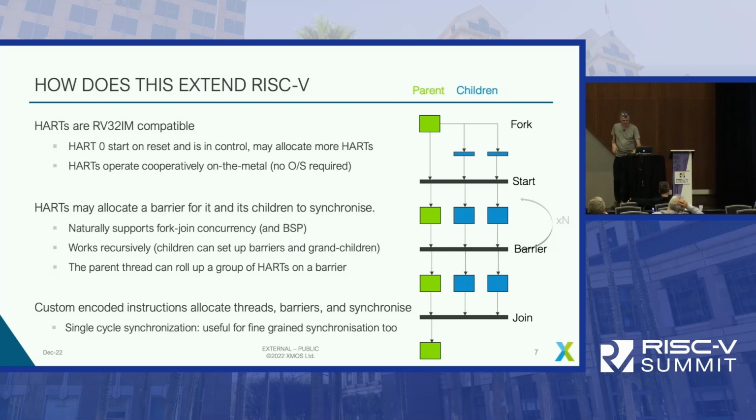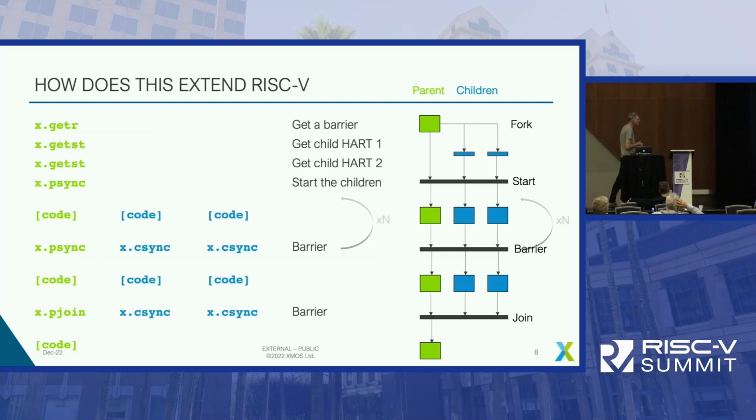So let's take a look at what this looks like. On the left, we have the code that is executed by the master. The blue code is the code that's executed by the child threads, the children. And then on the right is the same picture. So the first thing is for the parent to get a barrier. Then the parent gets all the children they need. I left out the code that sets up the children. You can set the program counter, you can set some of the register values.